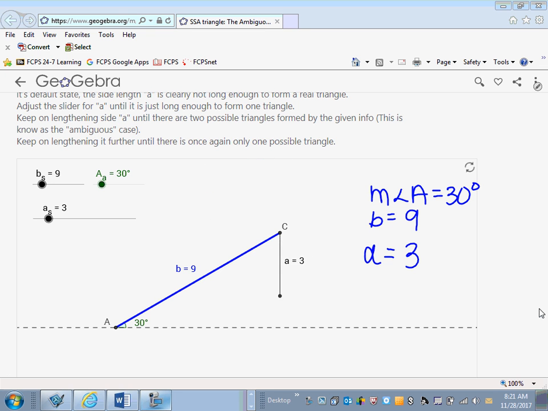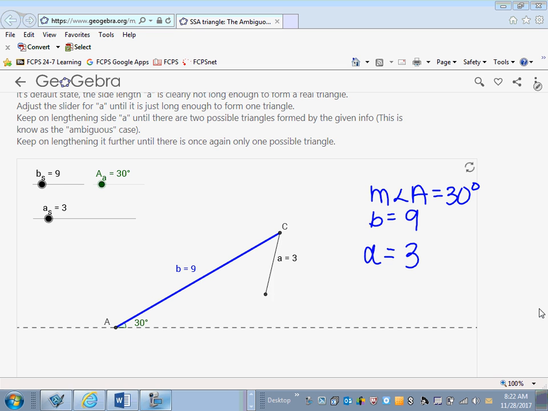Okay, so if you're given the measure of angle A, which is here, is 30 degrees. Side B is 9, and side A is 3. The information you're given gives you an angle, side, side triangle. But if you look at the side right here, A, if it's only 3 units long, you'll notice that it doesn't create a triangle. It's too short to create a triangle.